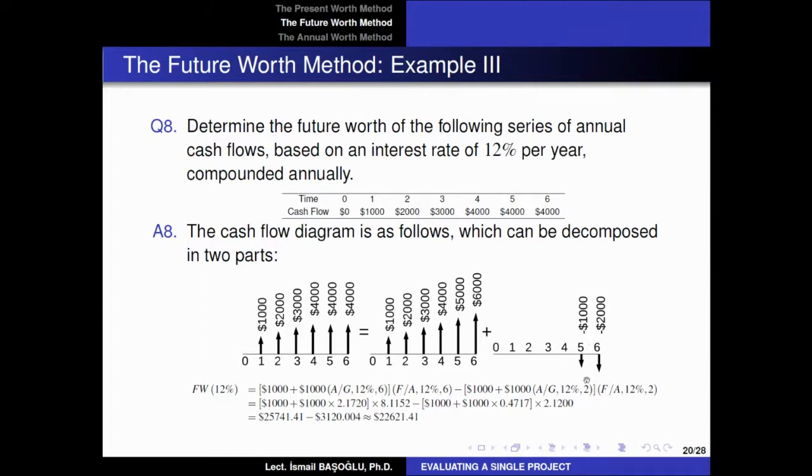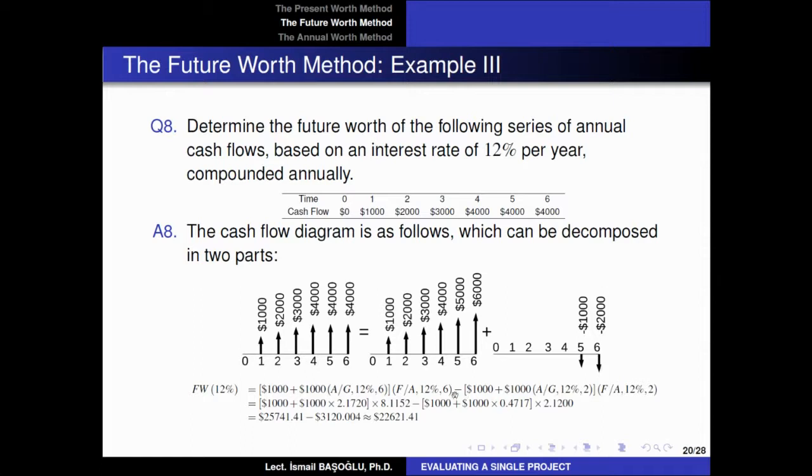Now for the second diagram, we have a shorter gradient series for 2 years only. So year 5 is the first year, and year 6 is the second year. We have a base amount of $1,000 and a gradient of $1,000. We multiply this with A over G to convert that gradient to the uniform equivalent. Then summing it up with the base amount of $1,000, we multiply it with the 2-year uniform series compound amount factor under 12% interest rate to compute the future value at the end of the 6th year.